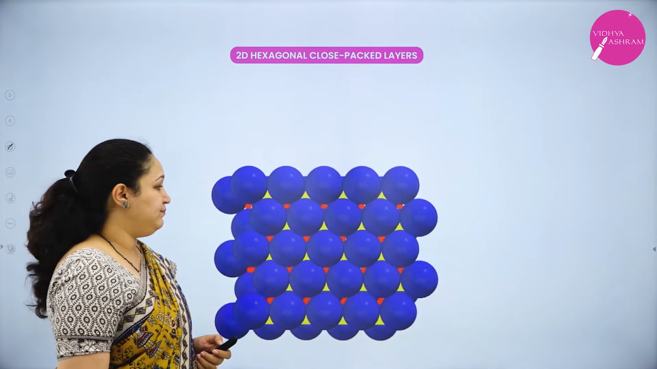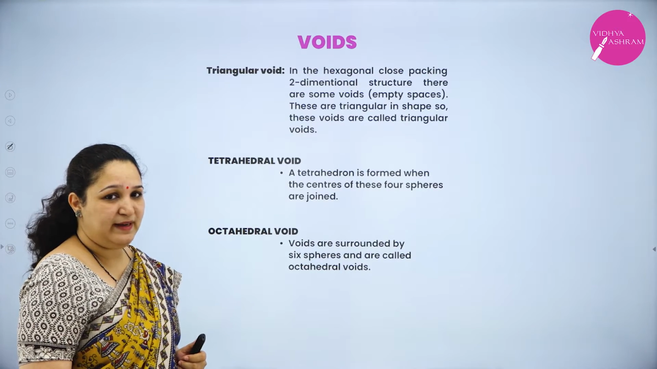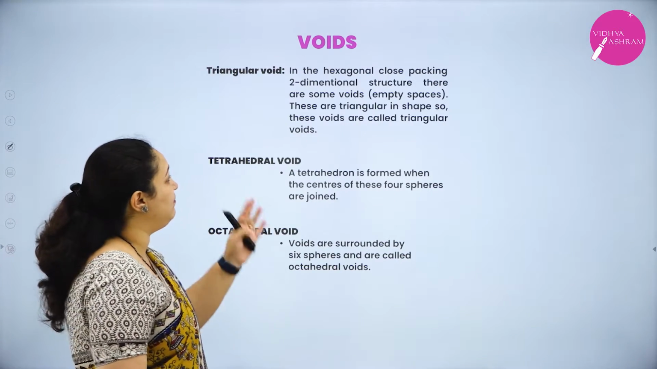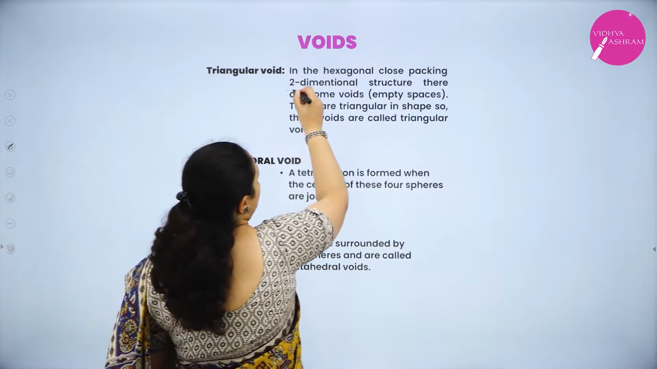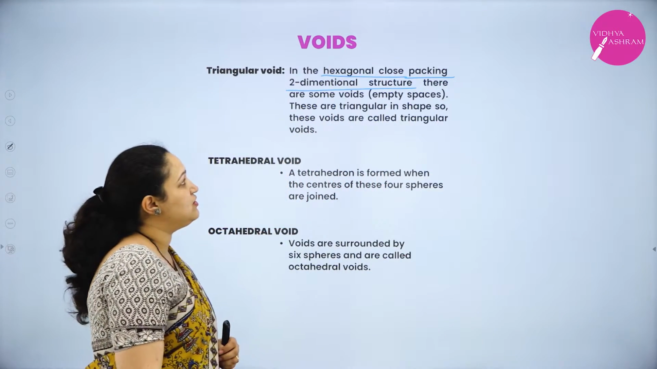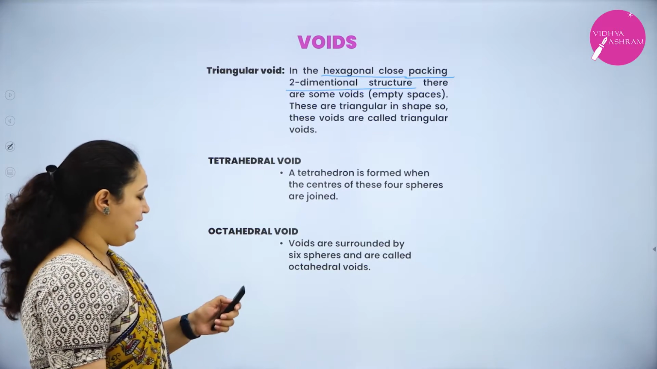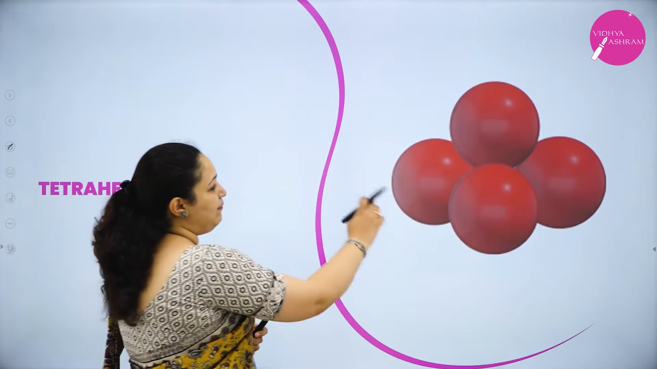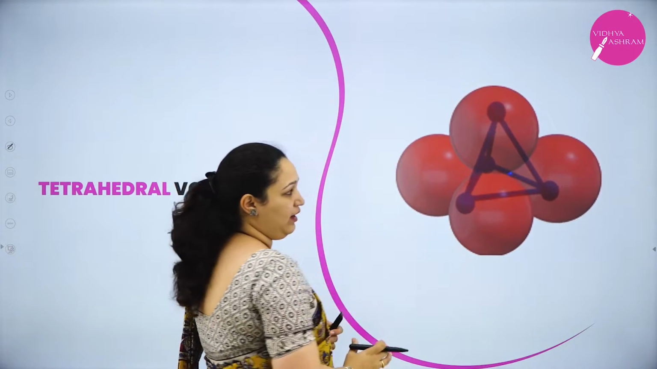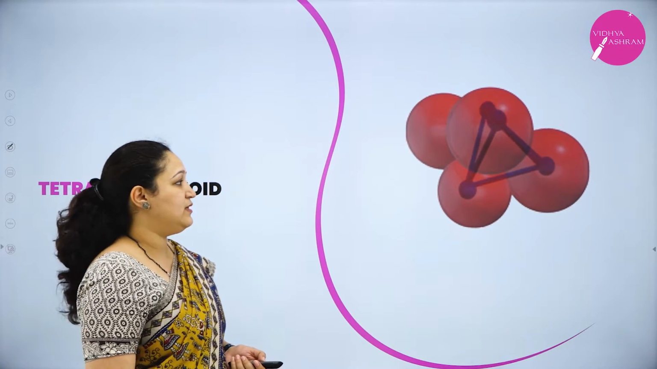Next we have the voids. I have already explained it to you all. So once again, triangular void, they have a triangular shape. We got that in 2-dimensional hexagonal close packing structure, I got triangular voids. What are tetrahedral voids? You can see here I have 3 particles below, above that 1 particle is kept, I get a tetrahedron there, in between that space we get a tetrahedron, then we call it as tetrahedral voids.